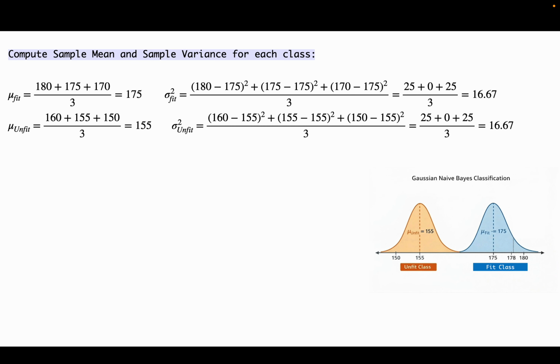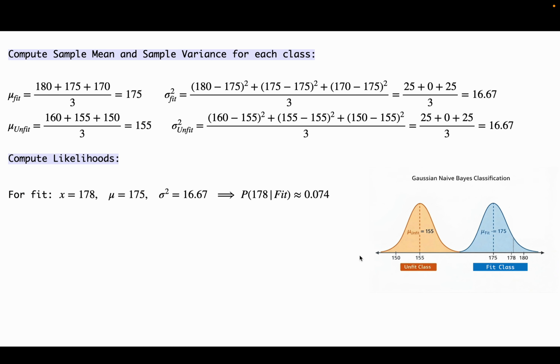Once we know this, our goal is to find out for some unknown value, something like 178 centimeter, whether it belongs to class fit or class unfit. So let us see how we can find it. Let's compute the probability for the data point height as 178. When you compute this likelihood for the fit class, x would be 178, and we have the parameters mu and sigma square. So the probability of 178 given fit is a Gaussian distribution.